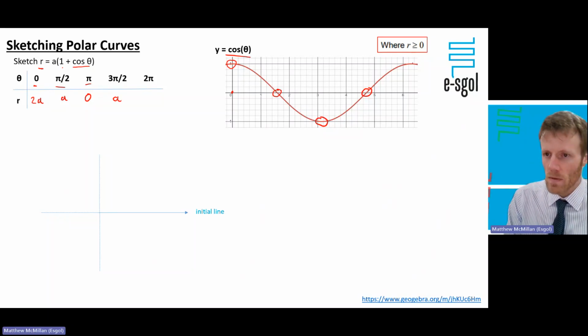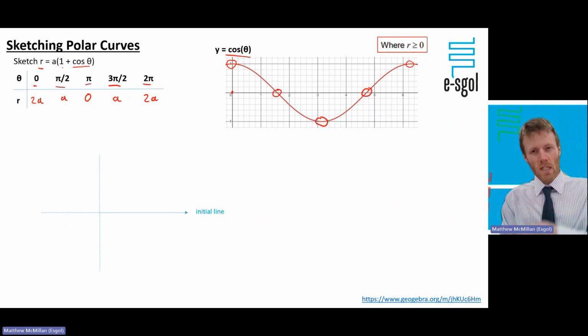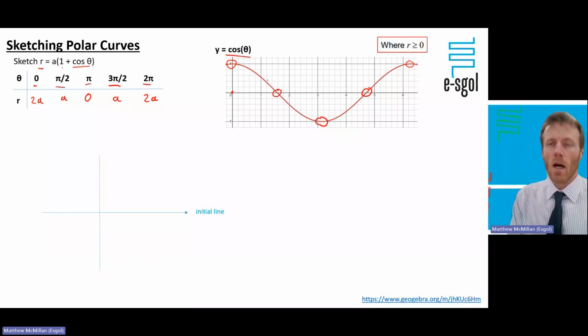And then the next point of interest is just up here, where we've got 2 pi, and then we've got a 2A coming out. So this is how I'm choosing these values here. I'm thinking about where I'm getting maximums, where I'm getting minimums, where I'm getting zeros. Those will help me sketch this graph.